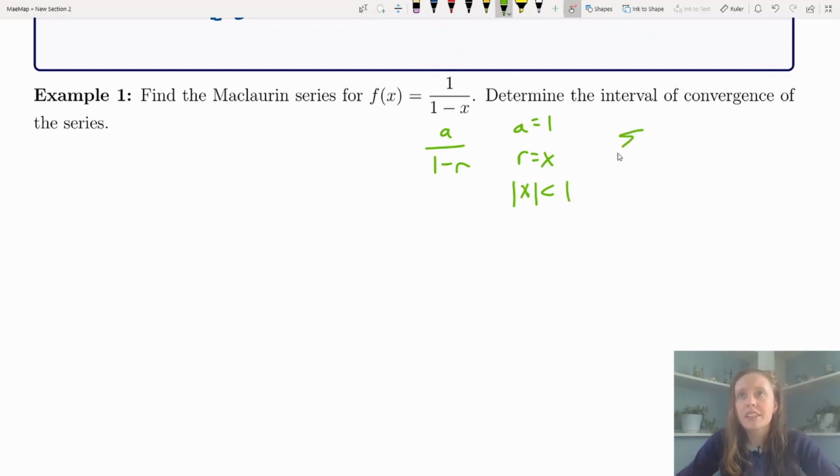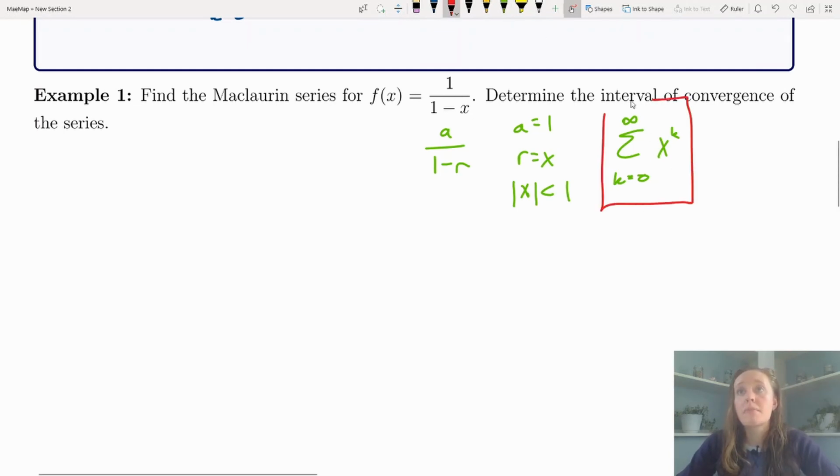And let's go ahead and write this. The summation from, we're geometric, so that's k equals 0 to infinity of a r to the k. Our a value is 1, so I'm not going to include that. Our r is x, and that's raised to the k. So this f of x is the summation from k equals 0 to infinity of x to the k, as long as x is between -1 and 1, because that's the interval on which it converges, because this is a geometric series. So no time at all to get this answer.